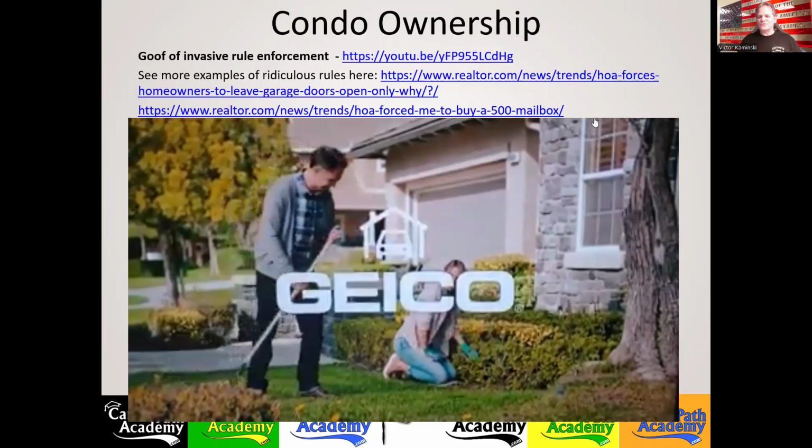That was a little bit too restrictive for those HOAs, but it took years of legal battle and tens of thousands of dollars in legal fees to win it. So he didn't have to pay $500 for a mailbox.